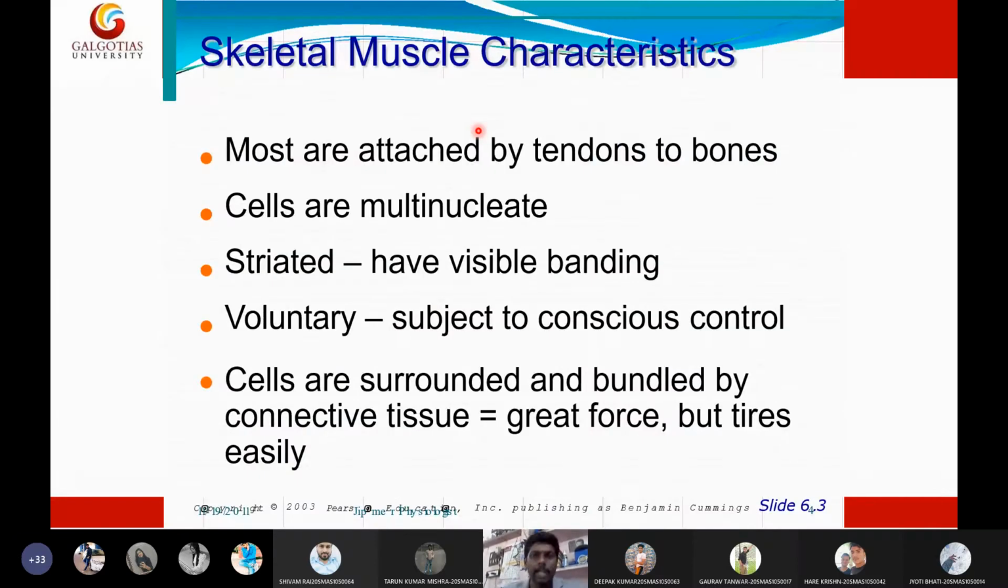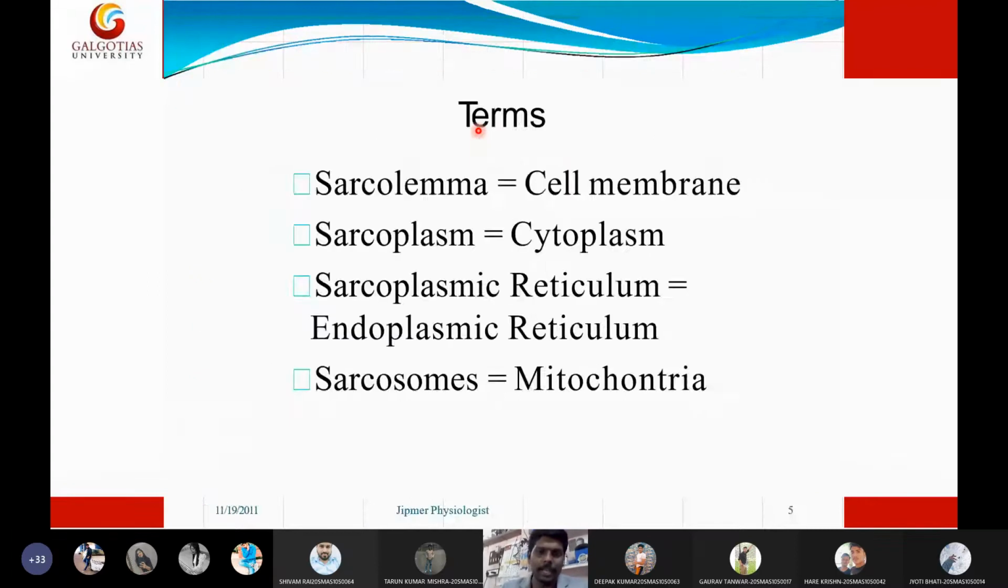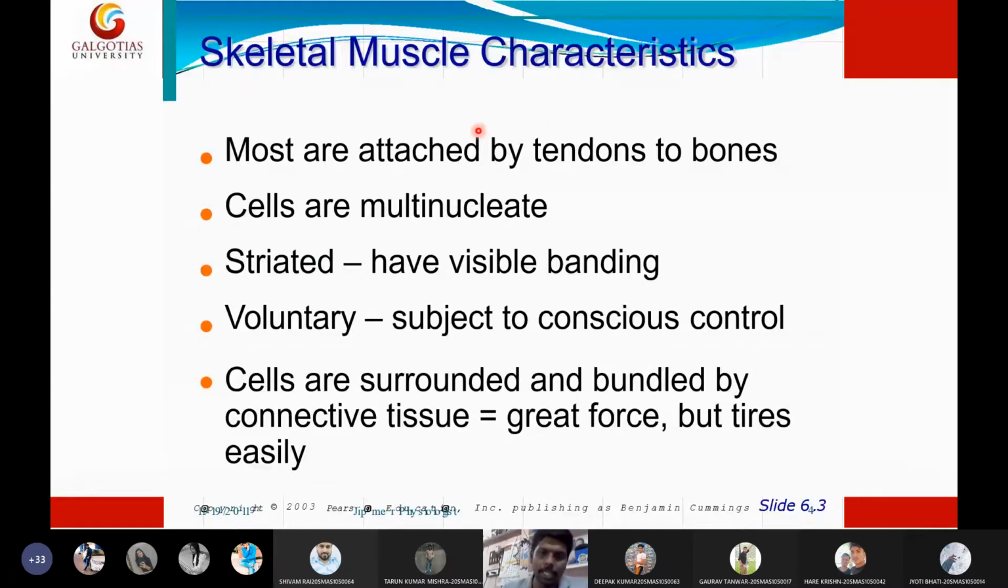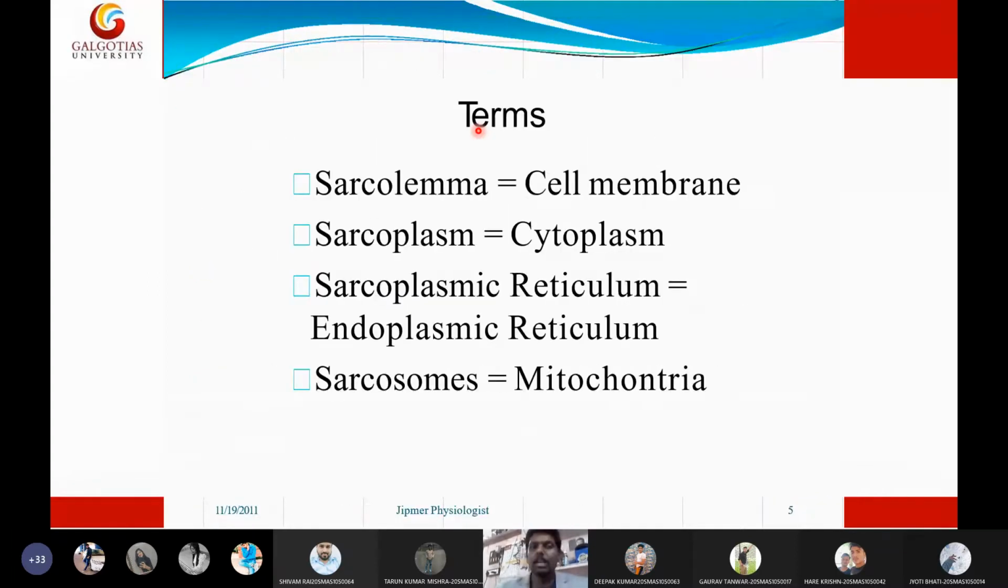Then what are the characteristics of muscle? If you see the characteristics, muscles are always connected to the bones with tendons, and the muscles help in the movement of the body. Muscles are of two types: voluntary muscles and involuntary muscles. Then there are certain terms in the muscles.